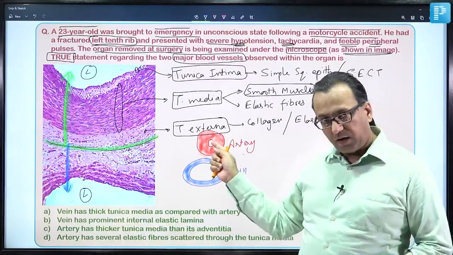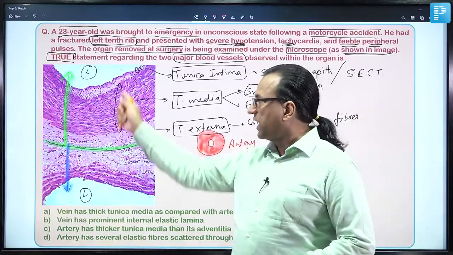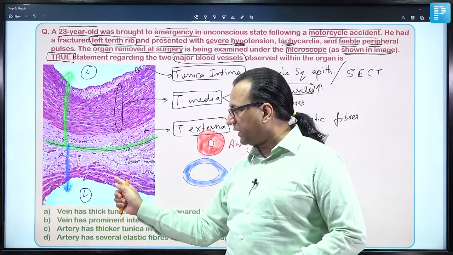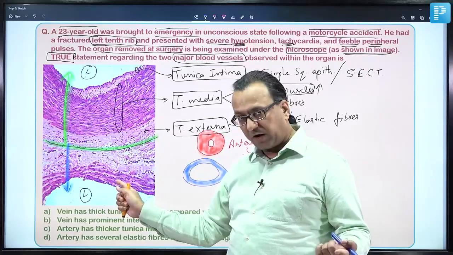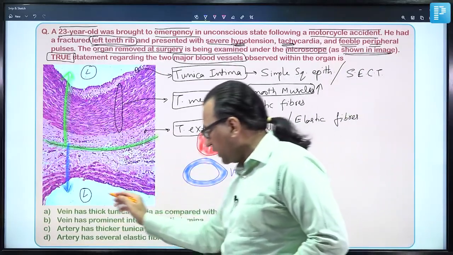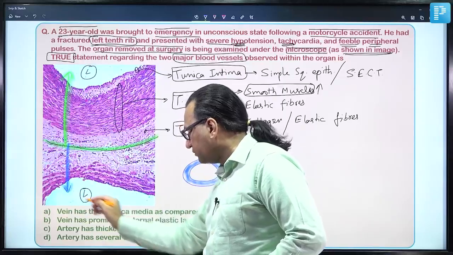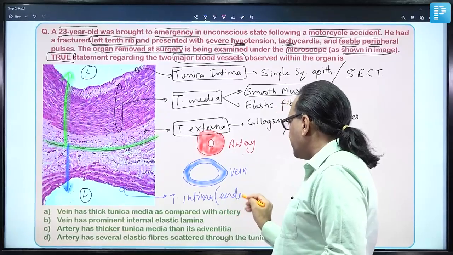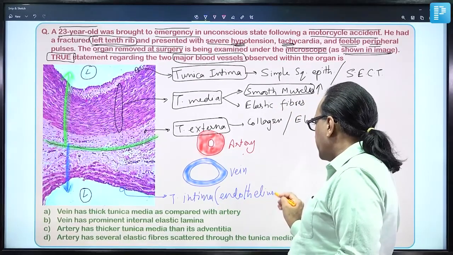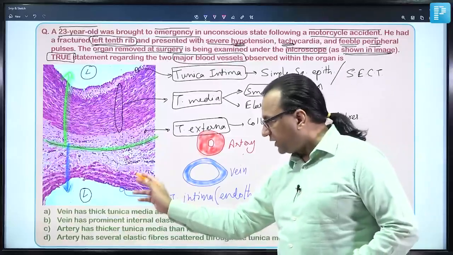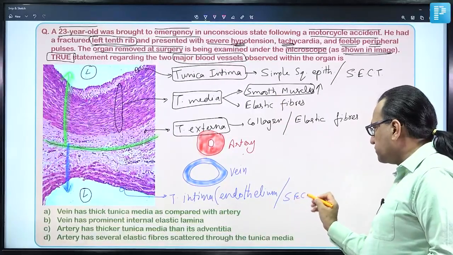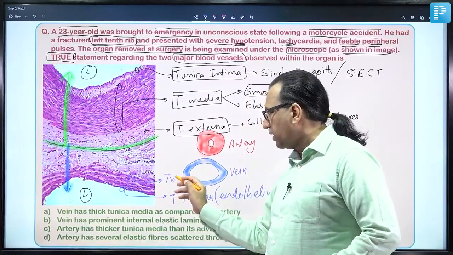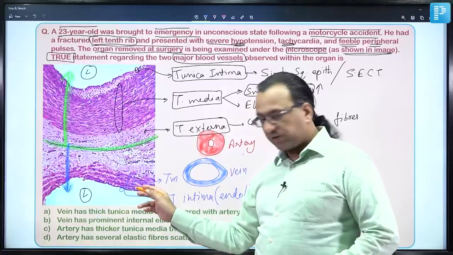The tunica media in case of an artery is significantly large as compared with the tunica media of a vein. Let us mark the three components of this blood vessel, the vein as well. And you notice lining the lumen to keep the surface smooth, we have tunica intima. And this tunica intima will have the endothelium, that is the simple squamous epithelium, along with some subendothelial connective tissue as well. Then what is deep to that? This is the tunica media, and tunica media will have smooth muscle cells.